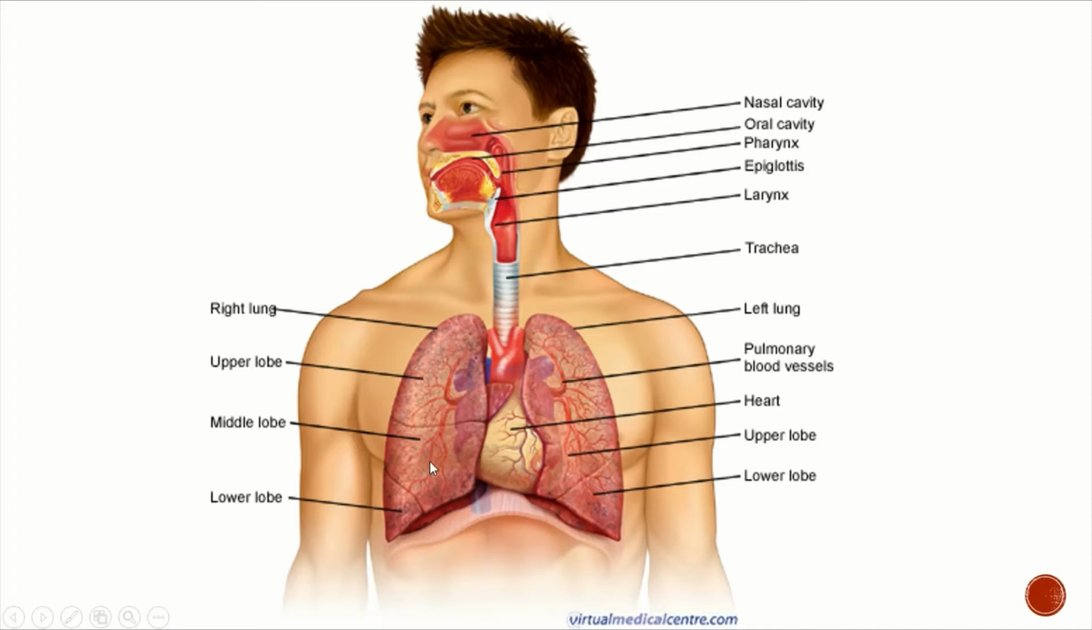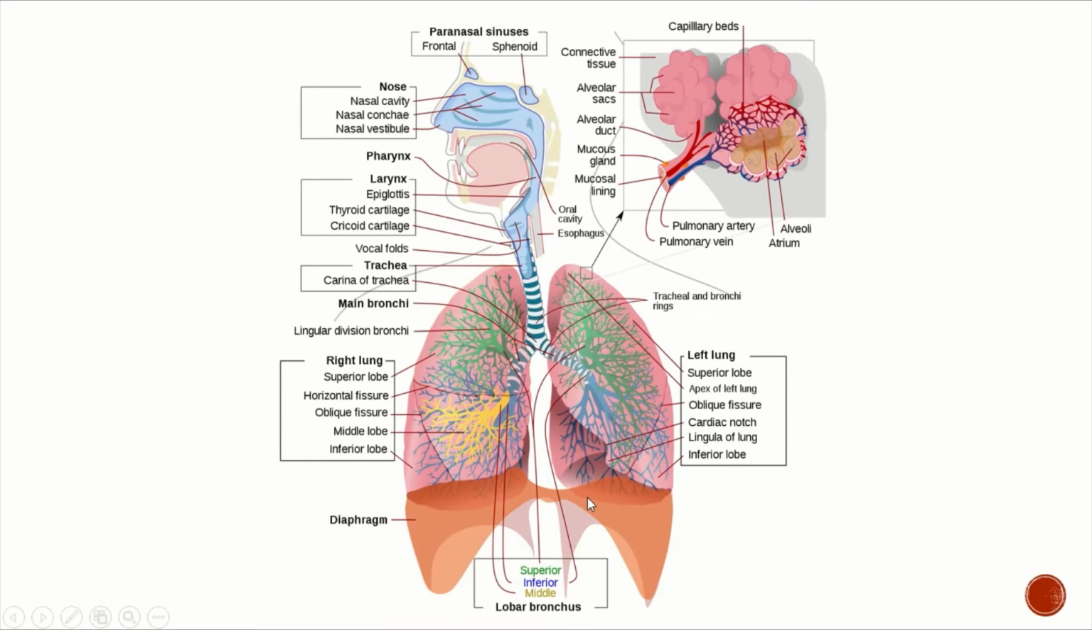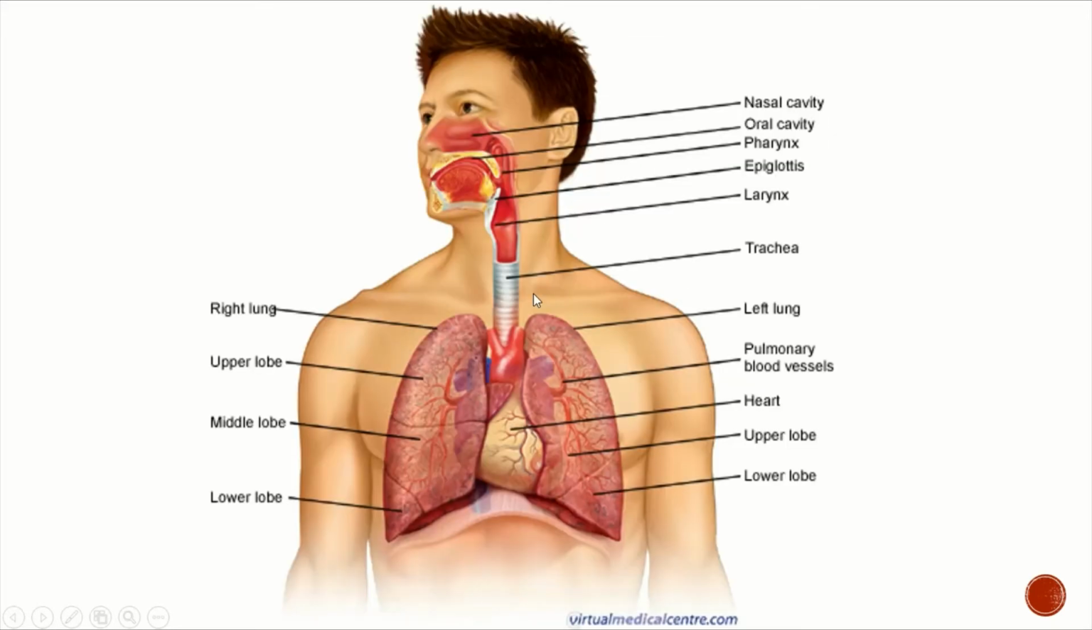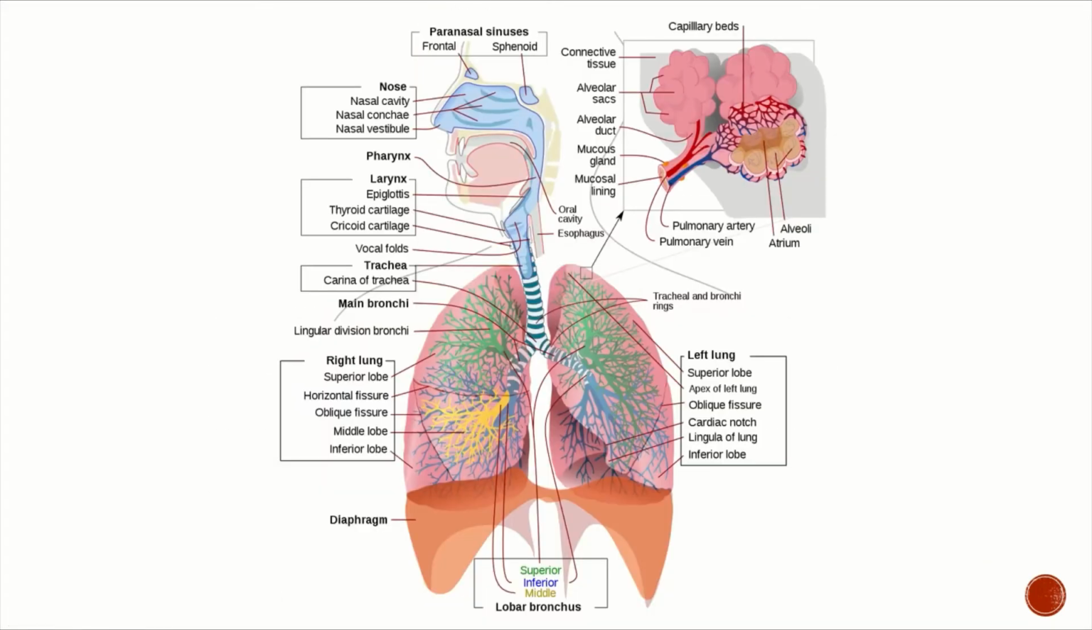The right lung has upper, middle, and lower lobes. The left lung has upper and lower. Here you can see the major division of the trachea, which couldn't be seen over here because it was covered by the heart. So here we have the trachea, the bronchi, and bronchioles. We have lobar bronchioles going to each lobe, and they're called the same thing: superior, middle, and inferior, and superior and inferior here.